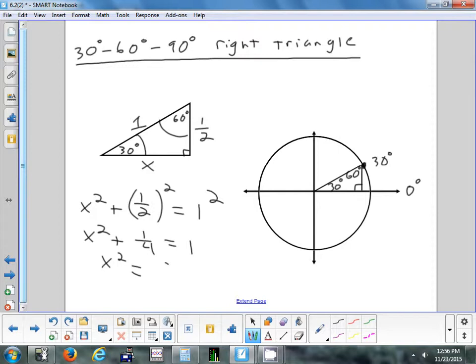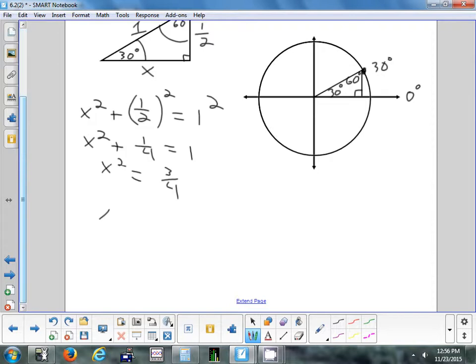3/4. Yeah, we subtract 1/4. And last step, we did this on the other one. Square root. This time it's going to work out nice. Take the square root of the top, you just get square root of 3. Square root of the bottom, 2.